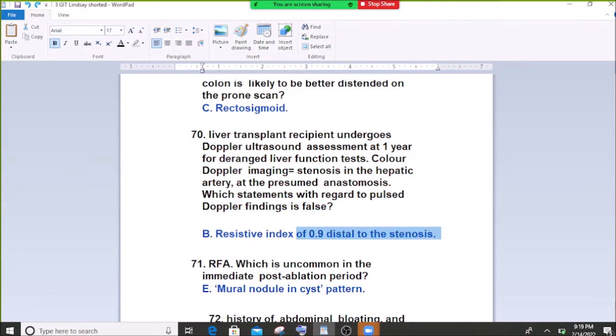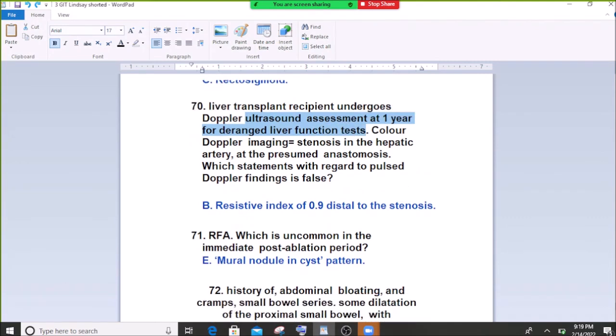The liver transplant patient undergoes Doppler ultrasound assessment at 1 year due to abnormal liver function test. Color Doppler shows stenosis in the hepatic artery. So if there is stenosis in the hepatic artery, then the resistive index will be less than 0.5, not more than 0.9, because there is stenosis.